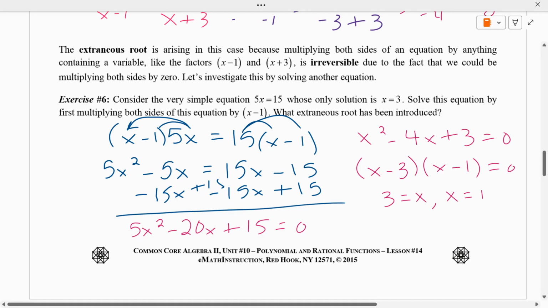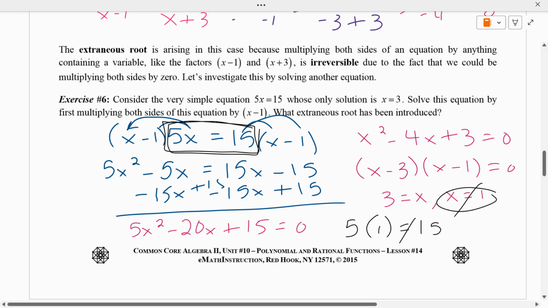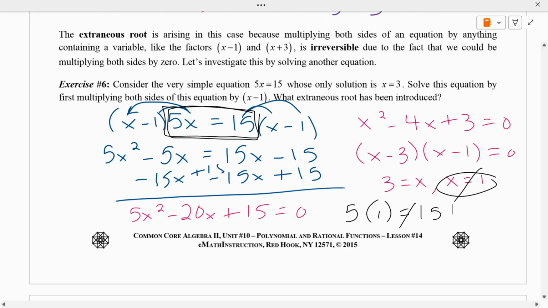So I have to plug it back in and check. Plugging it into the original equation, 5 times 1 equals 15. Well, we know that 5 times 1, because remember this was our original 5x equals 15, is 5, and 5 does not equal 15. So x equals 1 is extraneous. So this activity is just really a lesson showing you why extraneous roots are formed and how it's formed, okay?